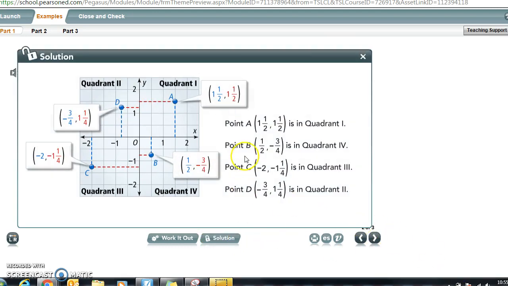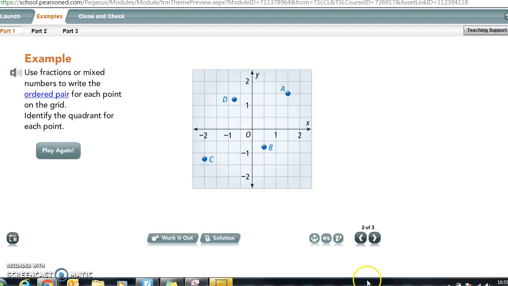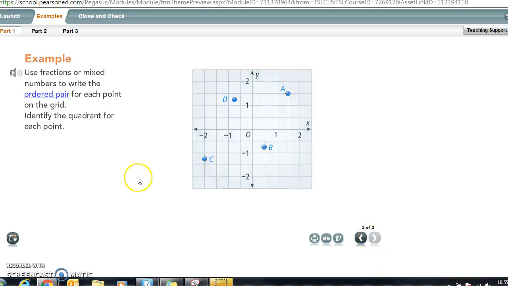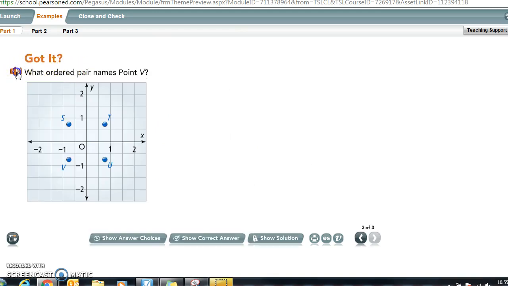So point B is in quadrant 4, and they get 1/2 because the baby can crawl to the right 1/2, and -3/4 is their answer for that. What ordered pair names point B? Okay, go ahead and solve this on your own. Press pause. Solve this problem on your own, and when you're done, go ahead and move on to part 2 with me. I will be checking this in your notes for accuracy.